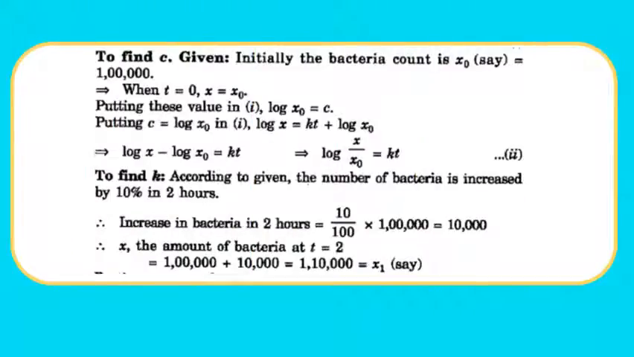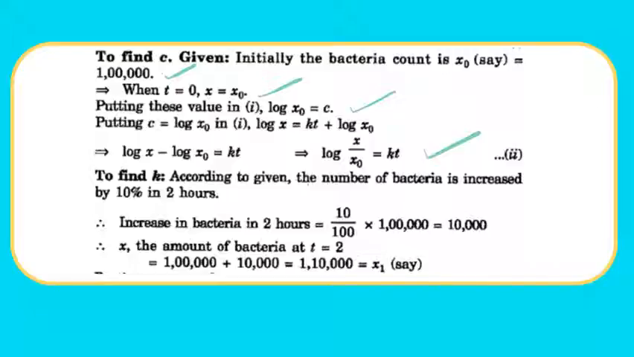Now we have to find the value of c. Initially the bacteria count x is given to be 1 lakh, and initially time is equal to 0. Putting these values, we get c is equal to log x0, where x0 is equal to 1 lakh. Putting the value of c in equation 1, we get log x upon x0 equals kt. Now we have to find the value of k.